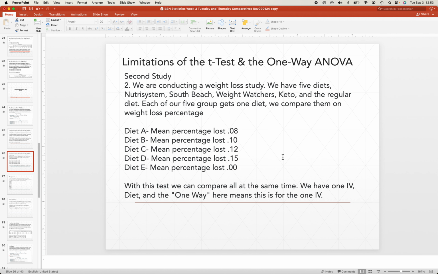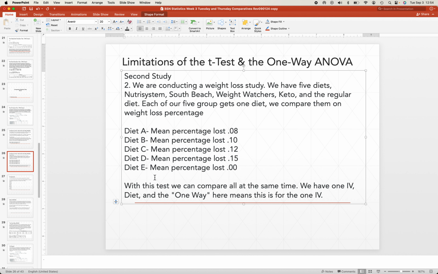But what about if we do a second study? We're still studying weight loss, but as our participants join, we at random assign them to one of five groups. We have the Nutrisystem diet, the South Beach diet, the Weight Watchers diet, the keto diet, and the regular diet. Five different diets. They come into our room. You could consider it that way, or they consent to participate, and we at random assign them to one of these five groups, and we run a study. And this is what we're actually doing.